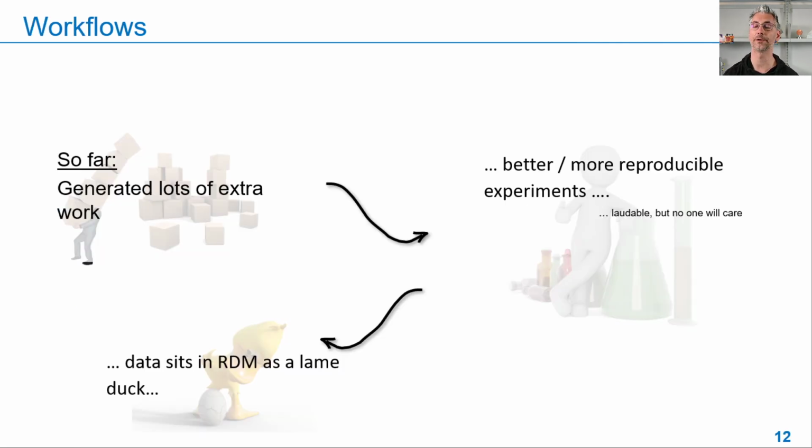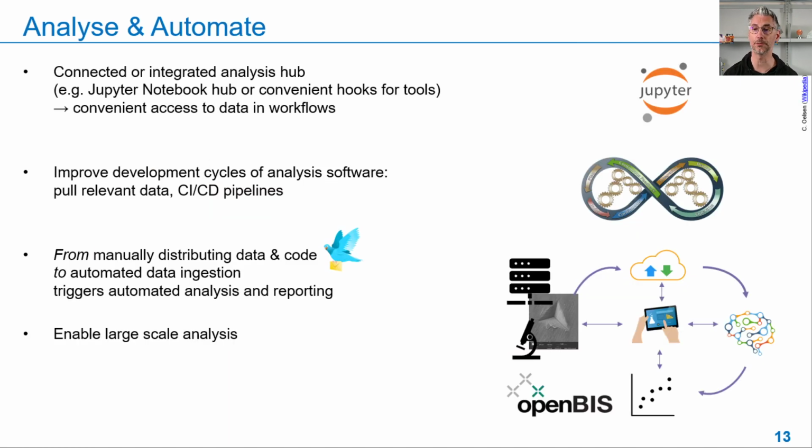However, what have we now done? So far we've generated a lot of extra work for each and every one of us. And of course, that makes us a better scientist and allows for more reproducible science. But so far we've entered a lot of data into the RDM system, and if we don't use it, it doesn't really help us. So what do we want to do?